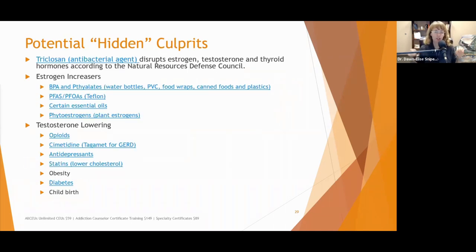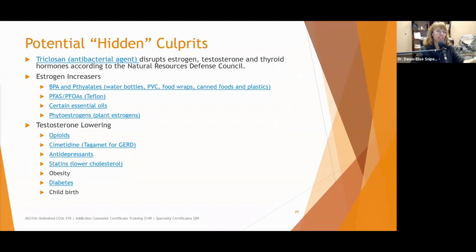Potential hidden culprits. I told you we would get here. There are things in the environment called, and things that we're exposed to called endocrine disruptors, which means there are things that we take that are not hormone replacement therapy that actually alter the levels of the hormones in our body. Triclosan, which is an antibacterial agent. If you look at any of your antibacterial soaps, it's in a lot of them. It disrupts estrogen, testosterone, and thyroid hormones, according to the Natural Resources Defense Council.